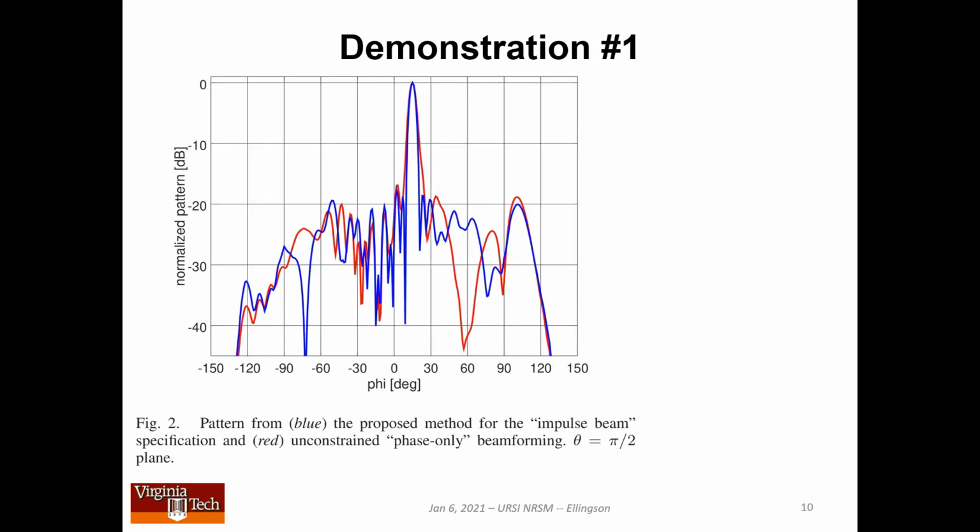Here's the result. The horizontal axis is direction in the plane of the array. The vertical axis is normalized pattern in dB. The blue curve is the result from the proposed method, which thankfully yields a very narrow beam in the specified direction. The red curve is a result for the easy-to-compute phase-only beamforming coefficients that yield maximum gain in the specified direction, subject to no other constraints. So blue is the proposed method, and red is the result from simple phase-only beamforming.